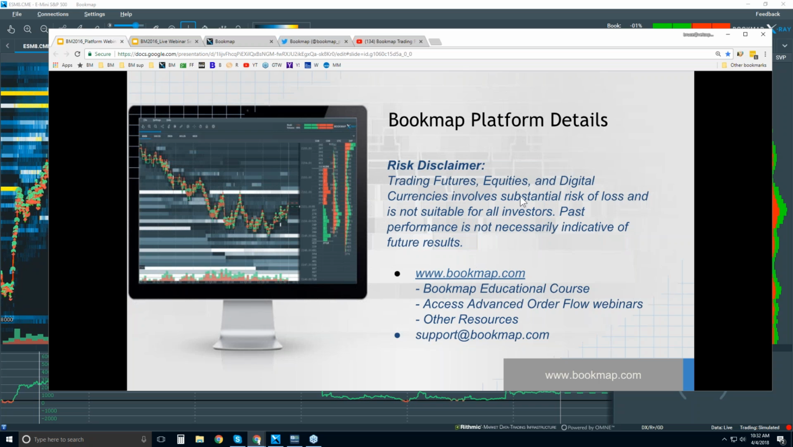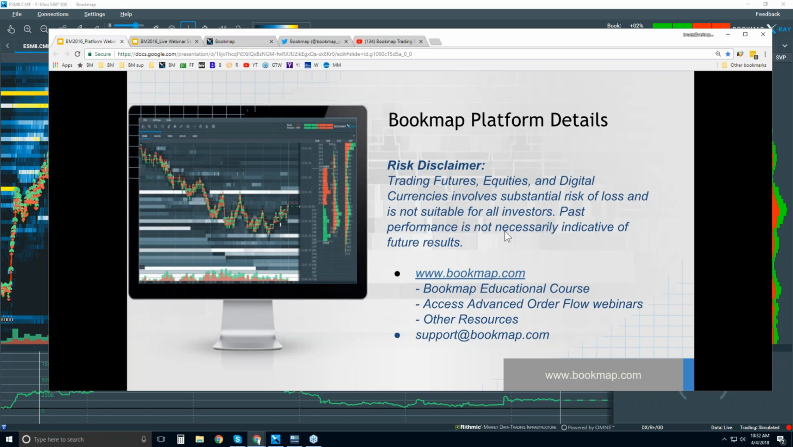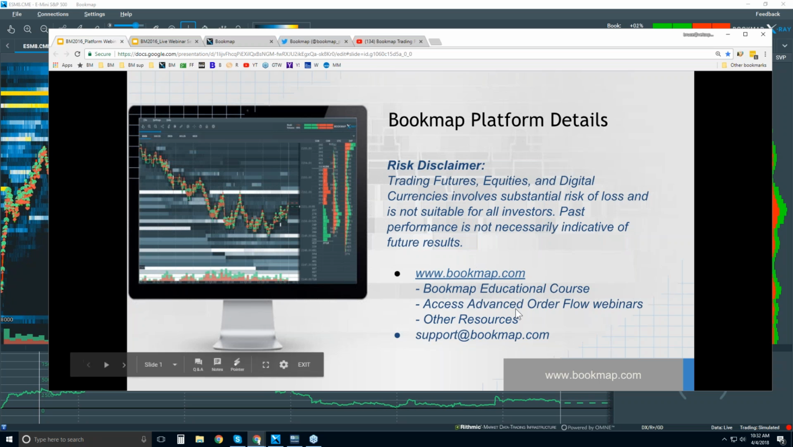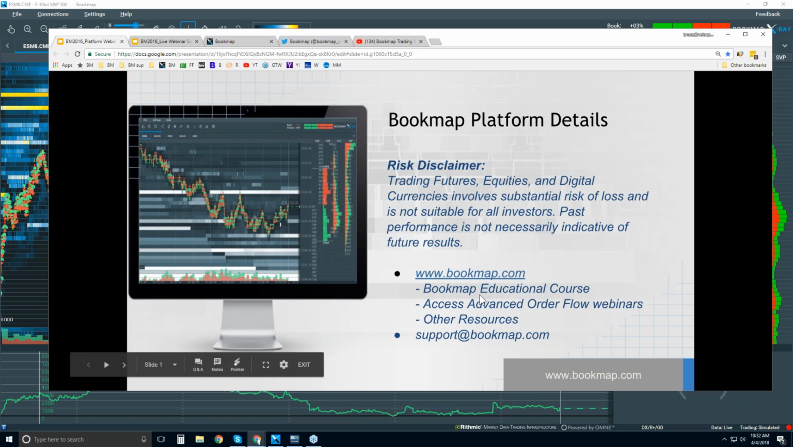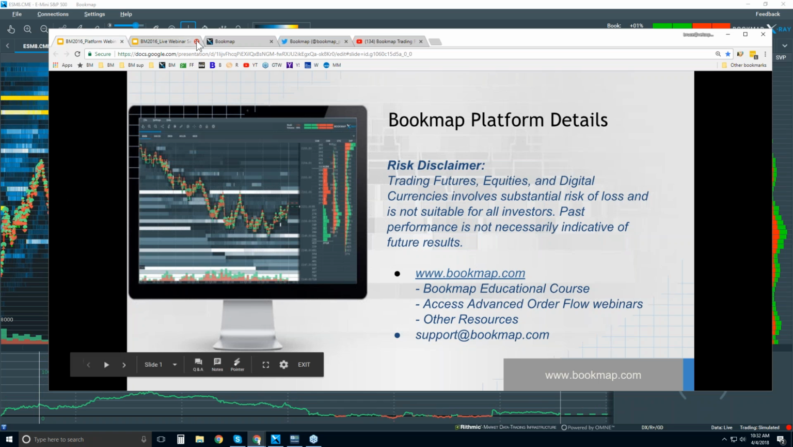So I'm going to go through something a little different today, actually a lot different. We're going to go through some of the very basic core elements in Bookmap in some detail. Though before I start, let's go through a few of the other resources. For more information, you can go to bookmap.com, and there's an educational course that you get access to once you subscribe to the product. It also gives you access to the advanced order flow webinars, so you can learn in real time in the live markets the same content that's taught in the educational course.